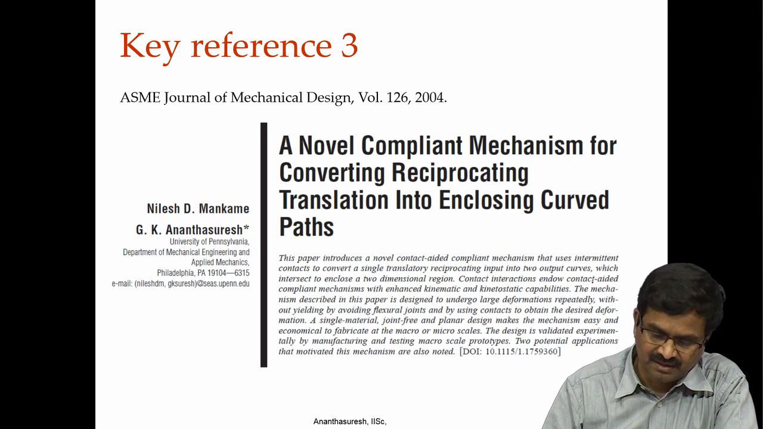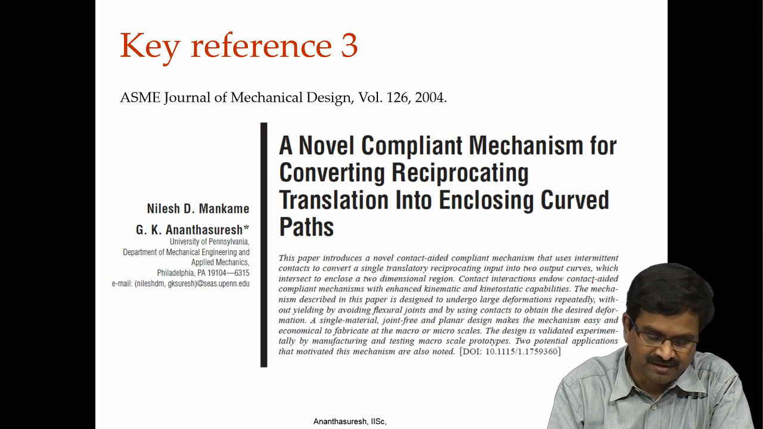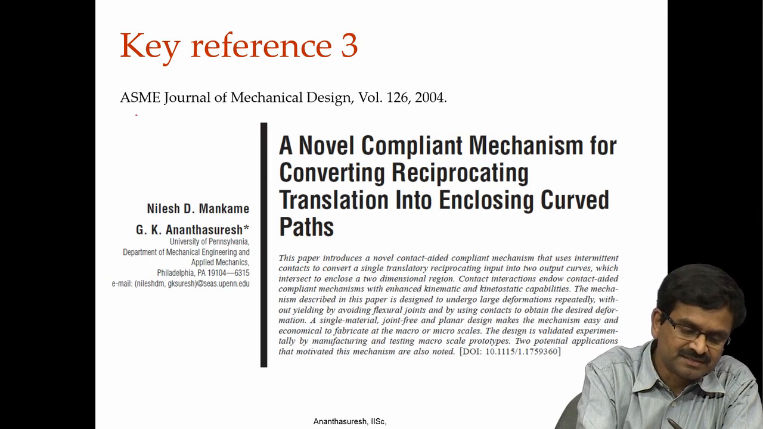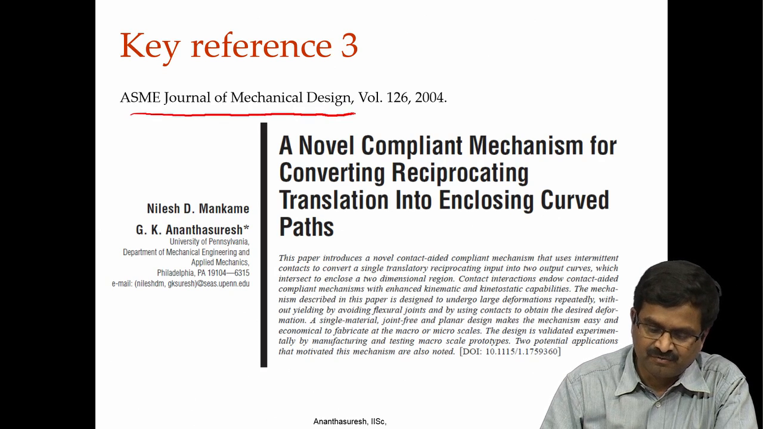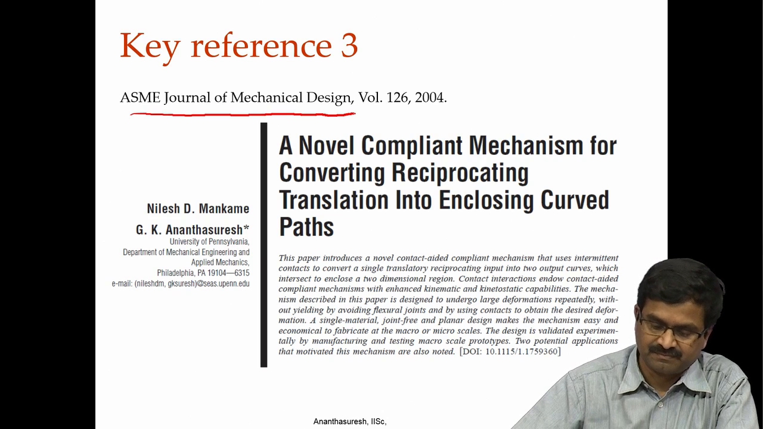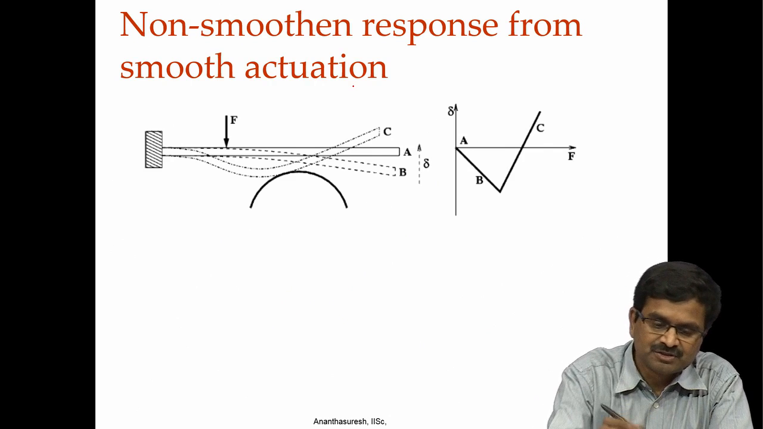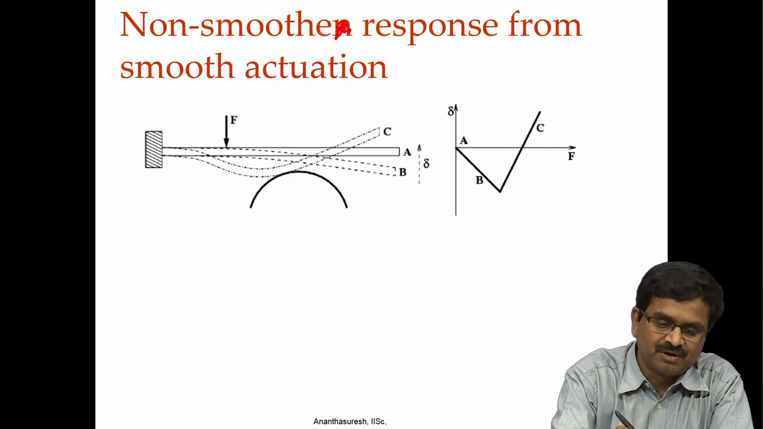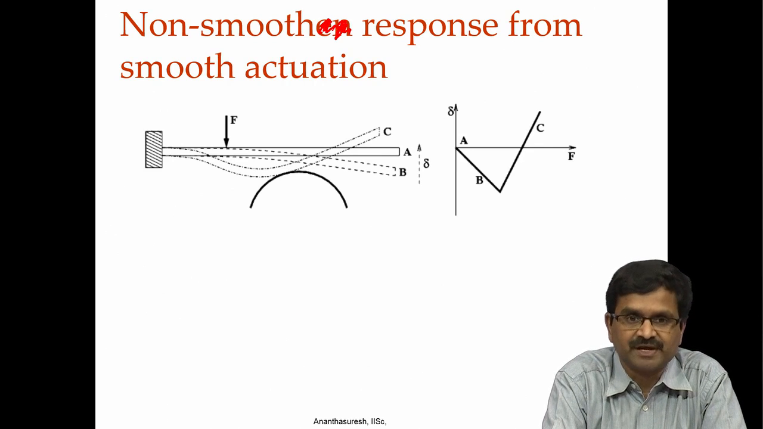And the third one is an interesting mechanism which we had seen a video of already. Now, we will discuss a little bit more about it. This is in ASME Journal of Mechanical Design, where we can use compliant mechanisms to achieve complicated paths that have non-smooth points in them. So, let us first look at this non-smooth response from compliant mechanisms when you have only smooth actuation.